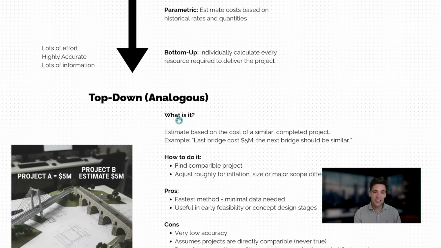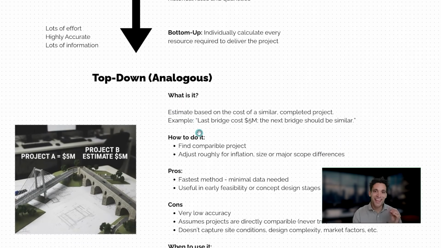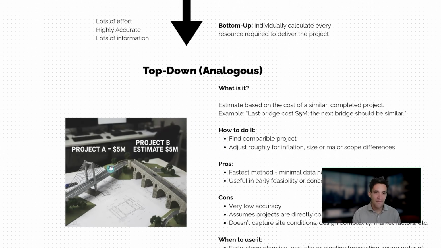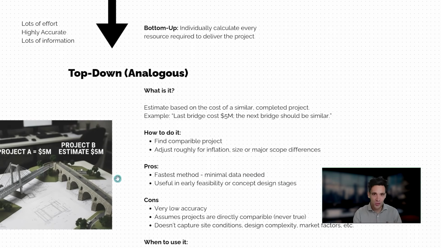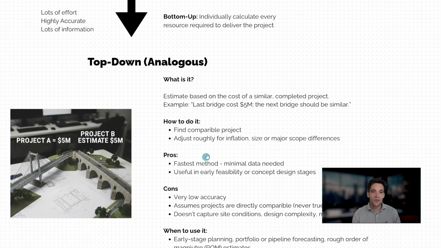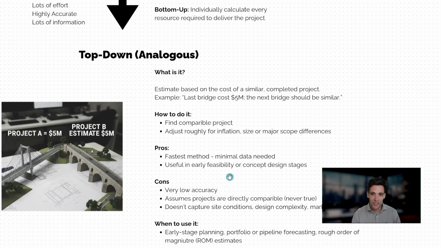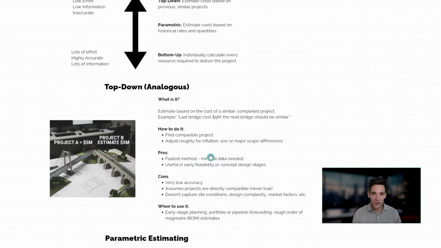Okay, so top-down estimating is also referred to as analogous estimate. Basically, what this is, it's not really actually used that much in practice like this because it's so inaccurate, but all we'd say is if previously a bridge had cost us $5 million to build, we're getting asked to build another bridge, we're going to assume that's also going to cost $5 million. All we're doing is finding a comparable project where we know how much it actually costs to do, and we're adjusting roughly for inflation, size, or major scope differences.